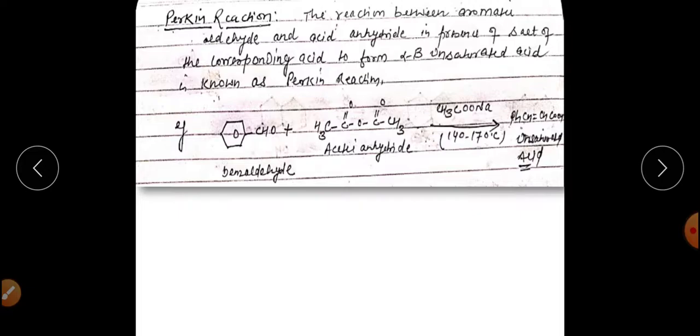Means the reaction will be between the aromatic aldehydes and the acid anhydride in presence of the salt of the corresponding acid, and the product of this reaction will be alpha beta unsaturated acid. For example, for this case we have taken benzaldehyde, and this benzaldehyde on reaction with acetic anhydride in presence of sodium acetate at a temperature range of 140 degrees Celsius to 170 degrees Celsius, it will get converted into alpha beta unsaturated acid. This reaction is called as the Perkin reaction.